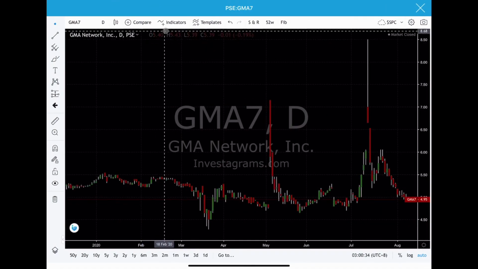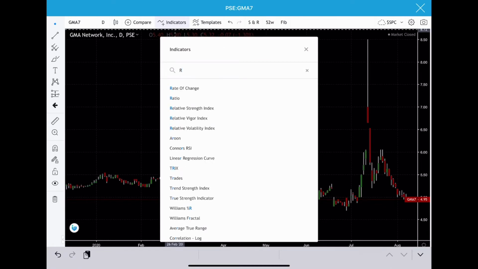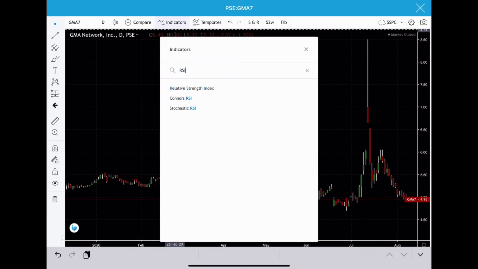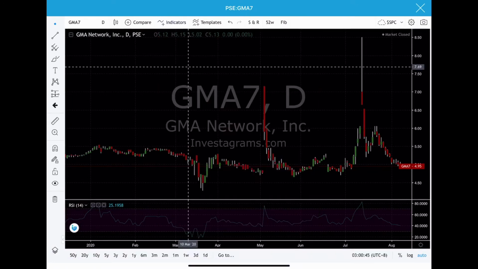Now, let's take a look at the technical analysis side. For our indicator, we'll be using RSI, the Relative Strength Index. This is actually a momentum indicator. It determines whether a certain stock is overbought or oversold.